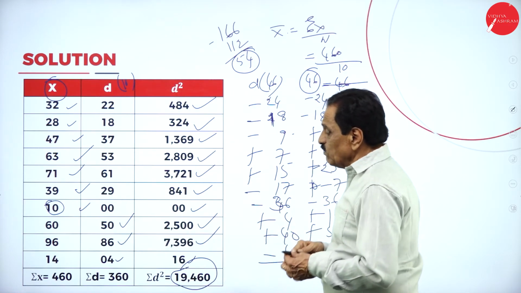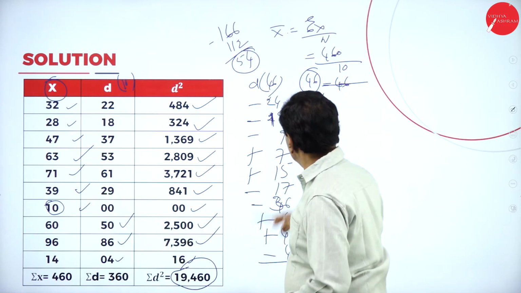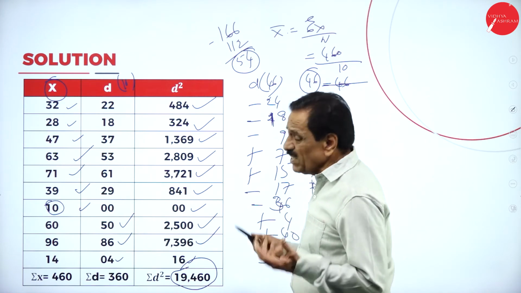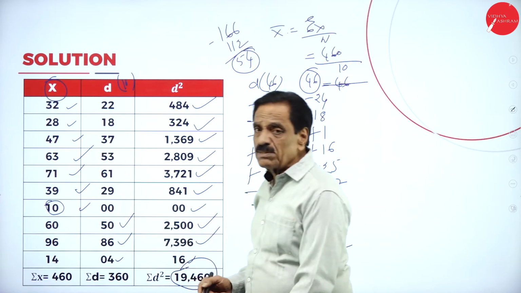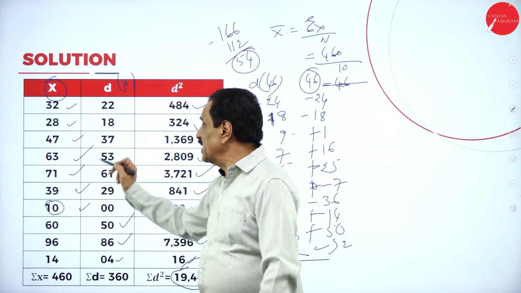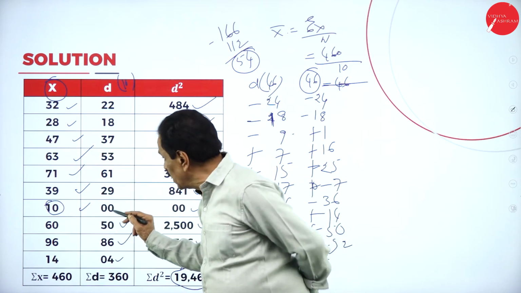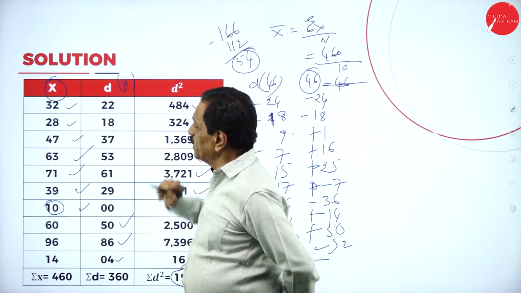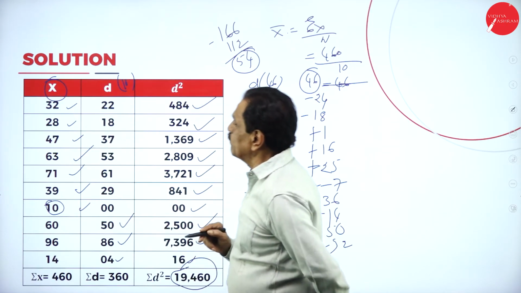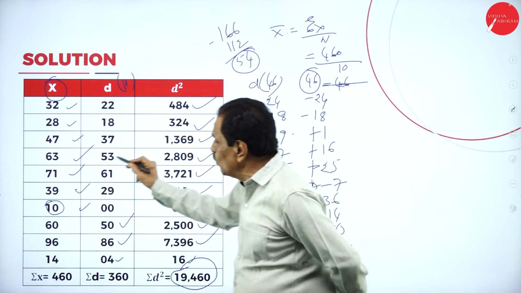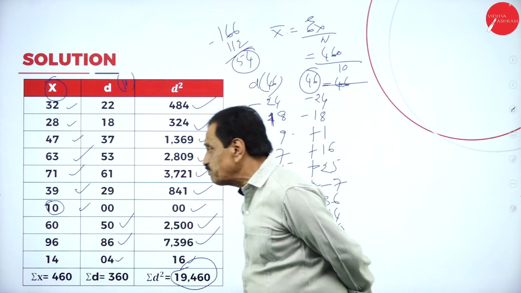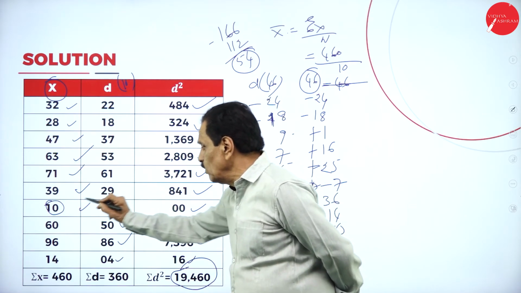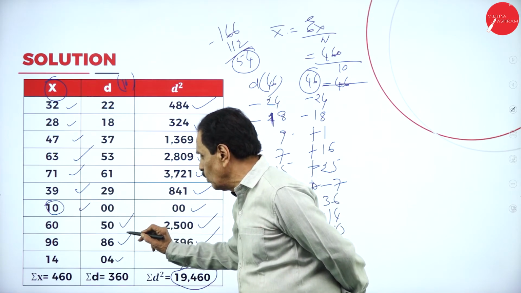But we can take 46 as a base, then do this base also. We can have the method, whatever the method you got, you can do. But the easiest method, the lowest number we take as a base. Here 10 as a base 0, then 32, 22 more, 28, 18 more, 47, 37 more, 63, 53 more, 71, 61 more, 39, 29 more, 10 is equal to 0, 50 more, 86 more.